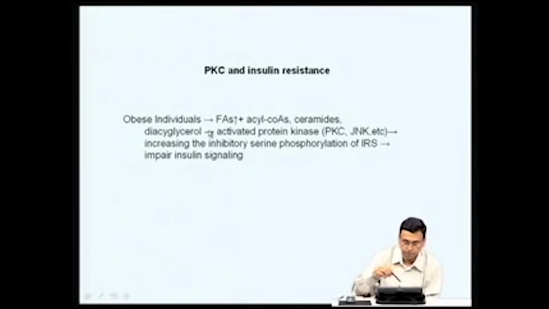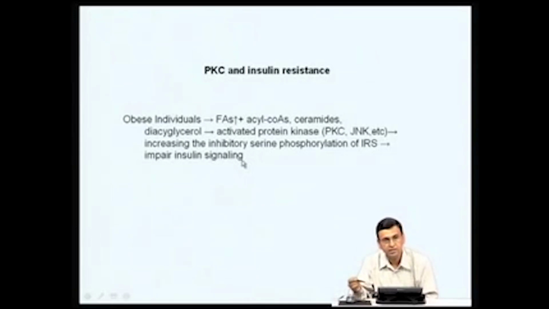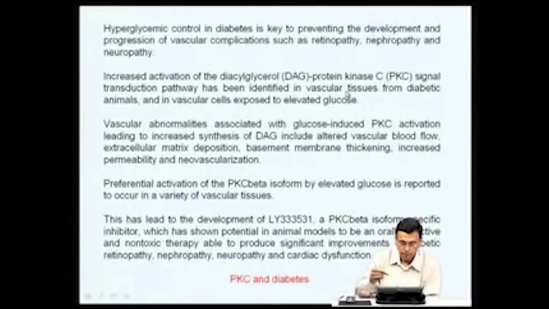As a result, the serine phosphorylation of the IRS, which is a very important signaling molecule in the insulin receptor signaling pathway, results in impaired insulin signaling, leading to diseases like diabetes. So PKC plays a very important role in insulin resistance. Similarly, PKC plays a very important role in diabetes.